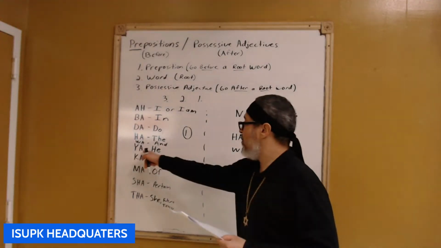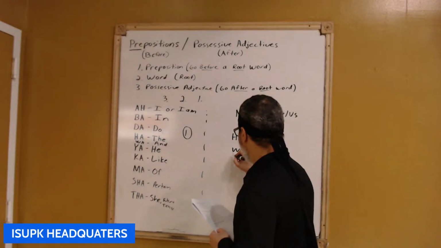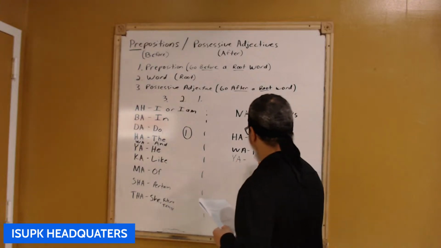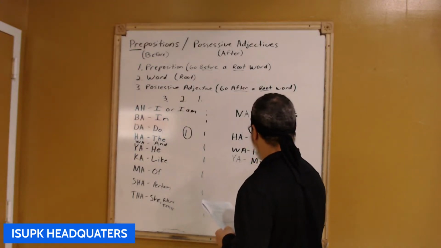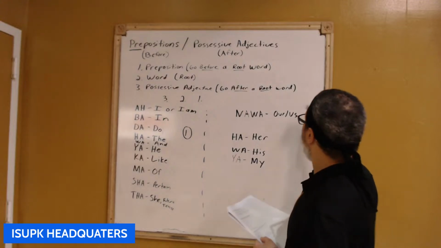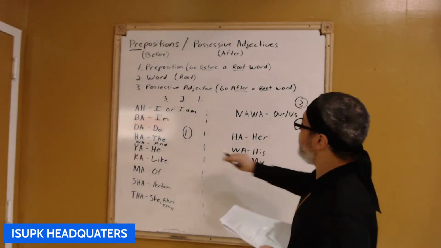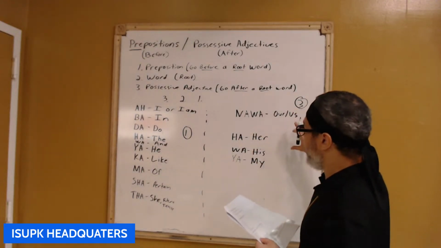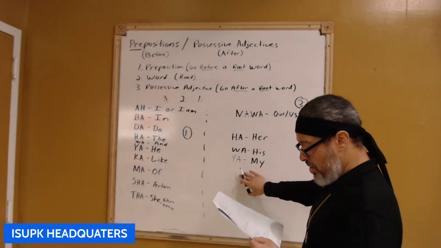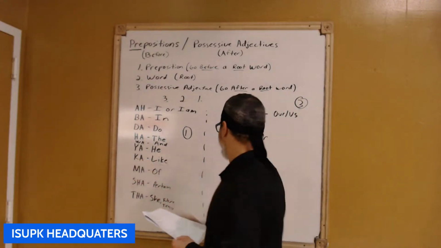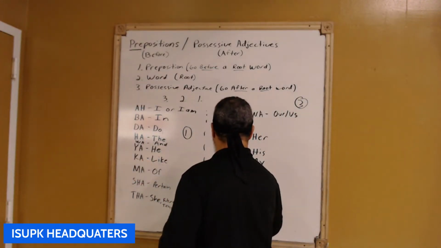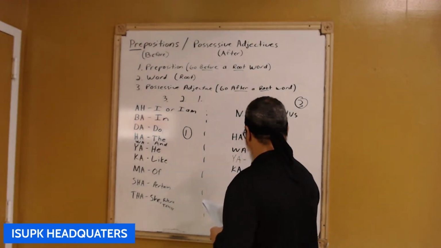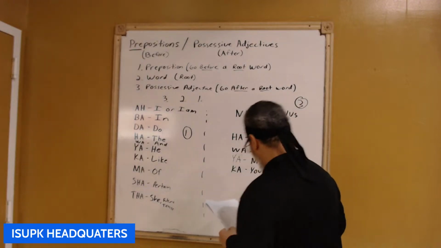Then we have the ya. And the ya at the end is "my." But this is part 3, just so you realize. So this is 1, prepositions, 3, possessive adjectives. Comes at the end. Okay. Then we have the ka. And that's "your" or "you."